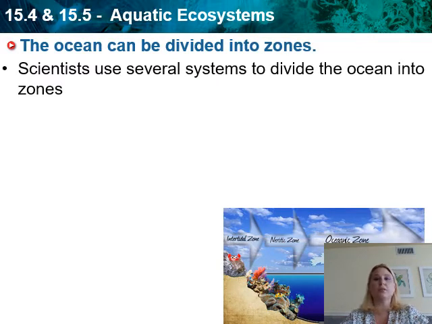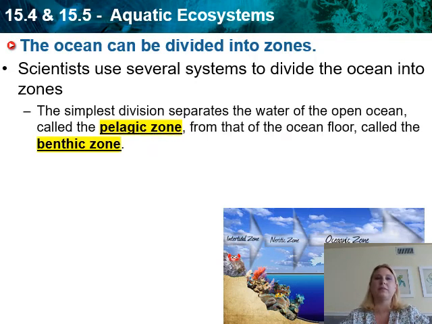Okay, so the ocean can be divided into zones, and there's several different systems that scientists actually use to divide the ocean. If you Google it, you're going to find like a million different ways that they divide this up. I'm just going to run through some of the basic ways. The simplest division separates the water of the open ocean, called the pelagic zone, from that of the ocean floor, called the benthic zone. Now, sometimes on your EOC they'll ask you questions like which part of the ocean would see the most light. Obviously, the benthic zone is the floor, the sea floor, the bottom of that ocean.